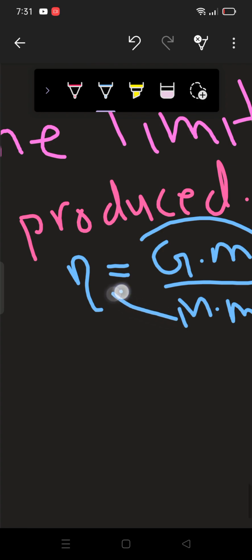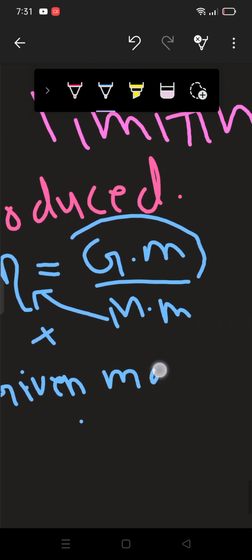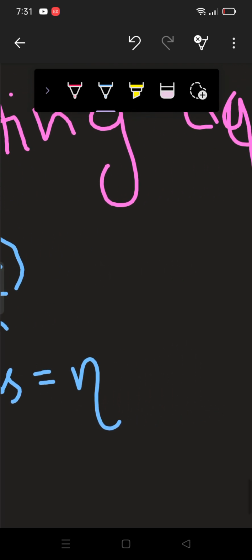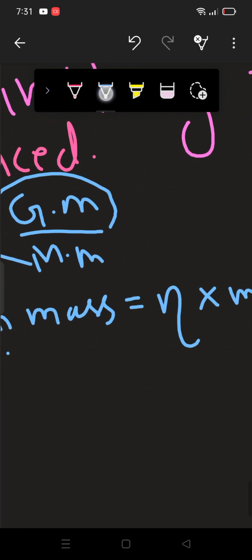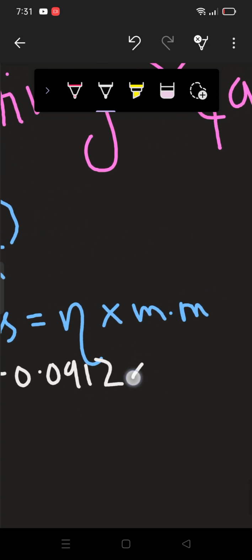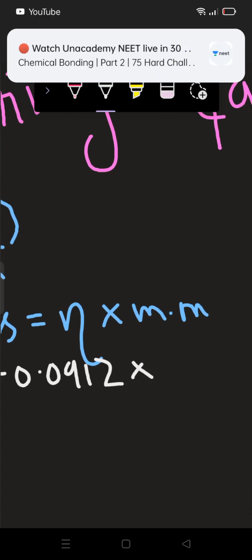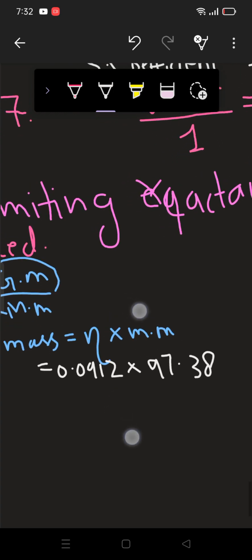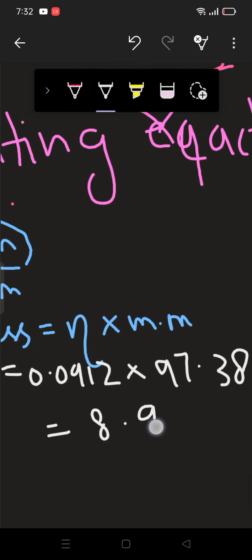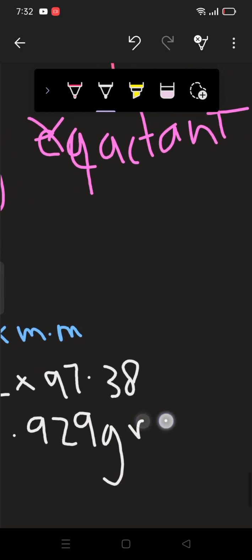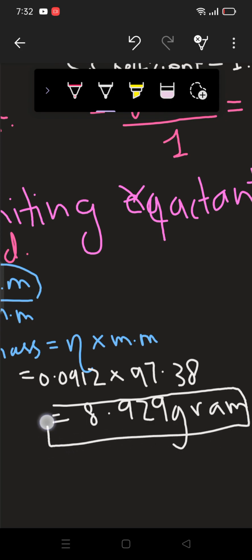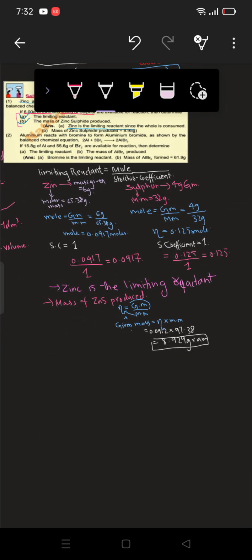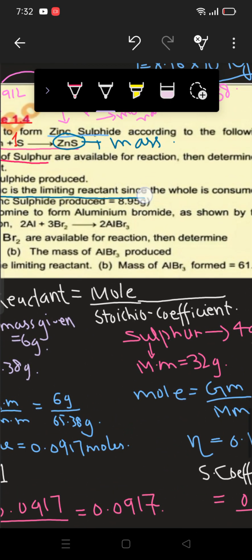So here molar mass is dividing, whenever we move it over it will be multiplied. So given mass is equal to number of moles into molar mass. Number of moles we already know, that is equal to 0.0912, and molar mass of zinc sulfide we know as well, and that is equal to 97.38, right? When we multiply these both, what we get is 8.929 gram. So this is the mass of the zinc sulfide which will be produced by the reactants zinc and sulfur, as you can see here, 8.95, right?